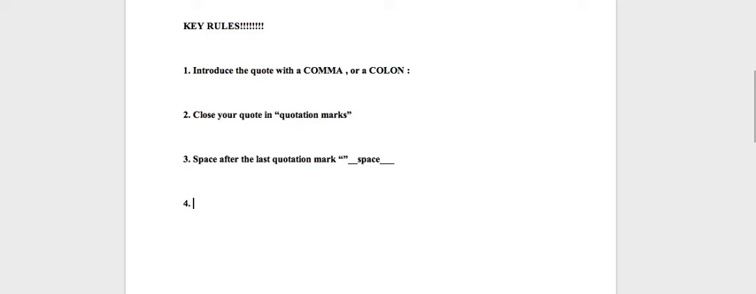Rule number 4, after your space, you put the following: a parentheses, the line number, another parentheses, and a period. No spaces for the whole thing. So it looks like you have your end quote, space, parentheses, my number, end parentheses, period. That's it. That's all I have.